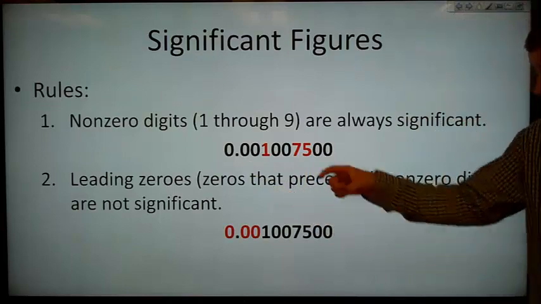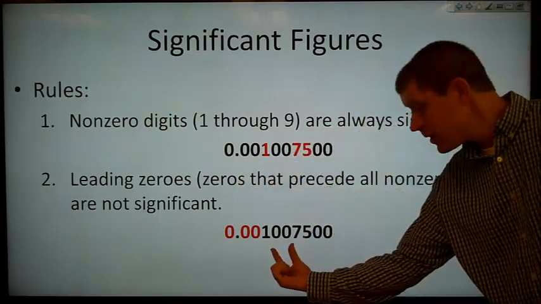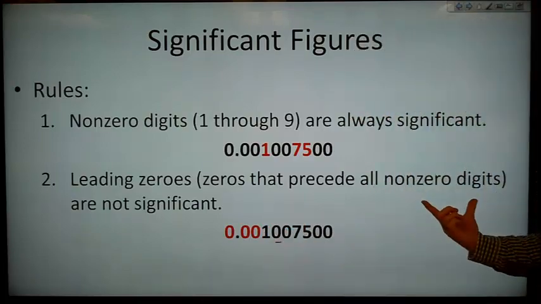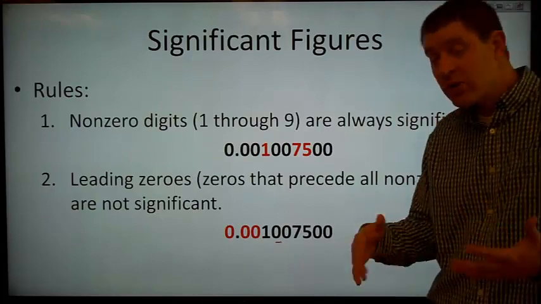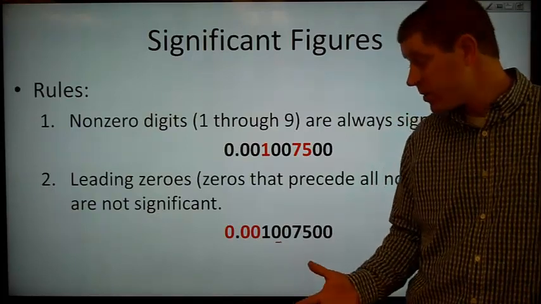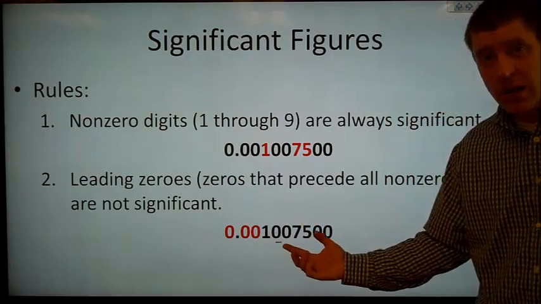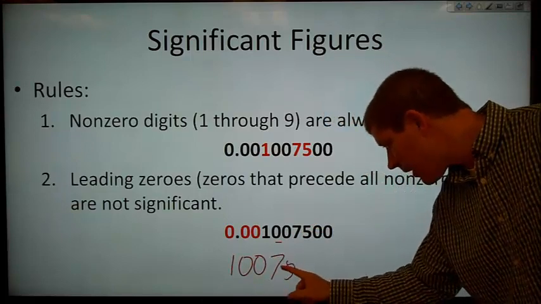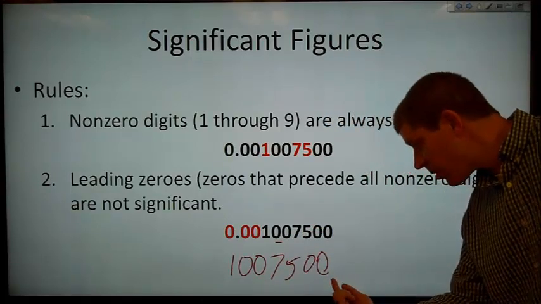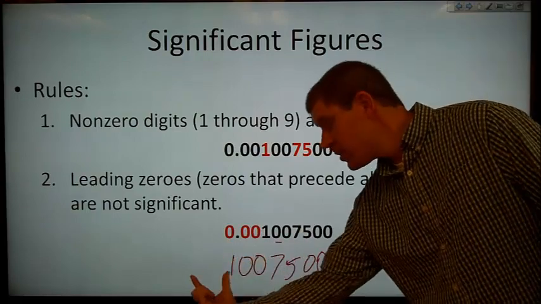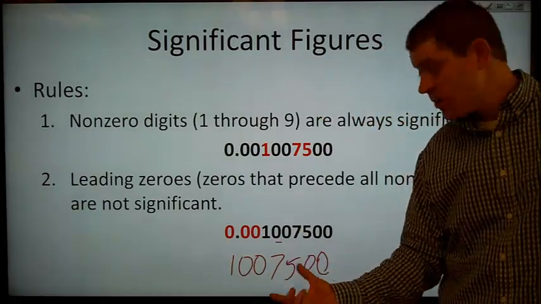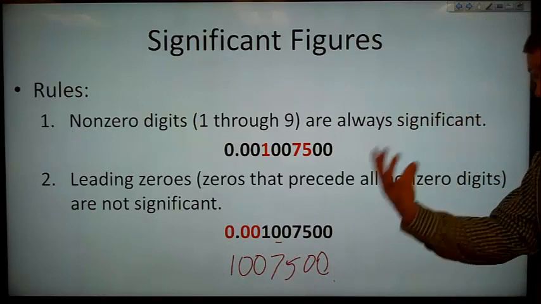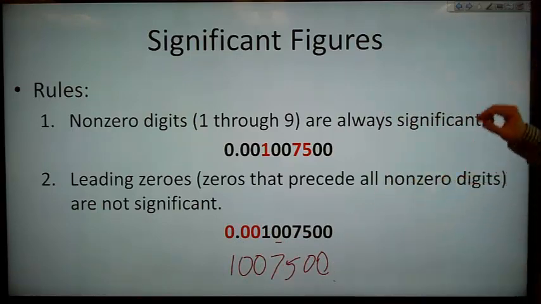Now we have leading zeros. So we have the zeros out here. Those are different than these zeros and those zeros at the end. So leading zeros, zeros that precede all the non-zero digits, are not significant. They're just placeholder zeros. If I were to write this number without a decimal point, if it were a very large number, I would write it as 1007500, let's say. But if the decimal point was over here, I wouldn't need these 3 zeros in front. I wouldn't write them. They're just placeholders. They're just telling us where that 1 is, basically. And so those zeros, the leading zeros, are never significant. They're just placeholders. So they don't matter.